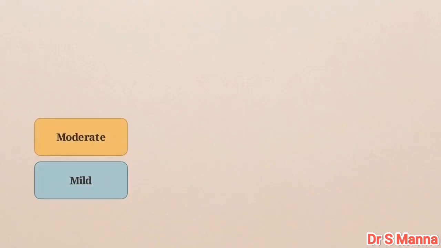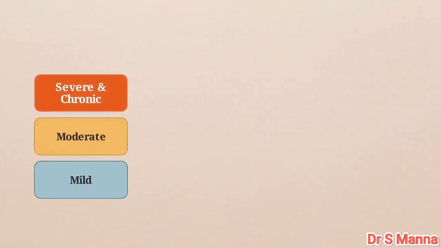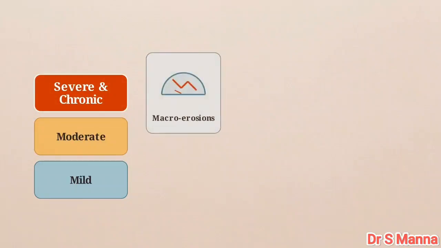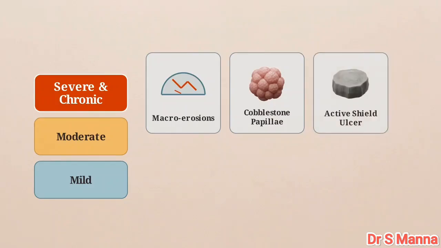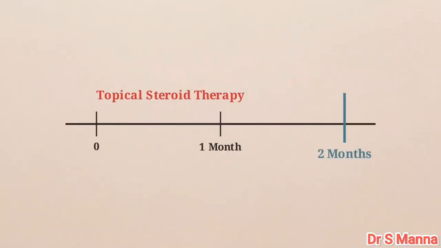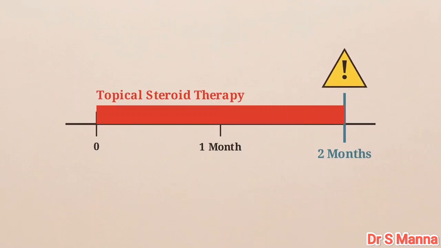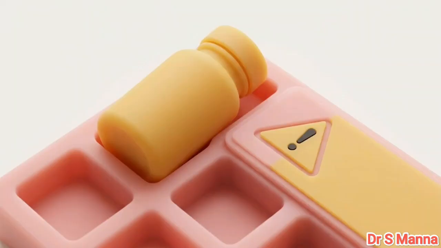At the peak of the ladder is the severe and chronic tier. These patients present with macroerosions, large cobblestone papillae, active shield ulcers, or a clinical history of immediate relapses during steroid tapers. This creates a critical pharmacological timeline. Because topical steroids cannot be maintained indefinitely, the hard pivot trigger occurs when steroid reliance exceeds 2 months. Prolonged topical steroid use in chronic patients introduces severe iatrogenic risks that rival the underlying disease itself.